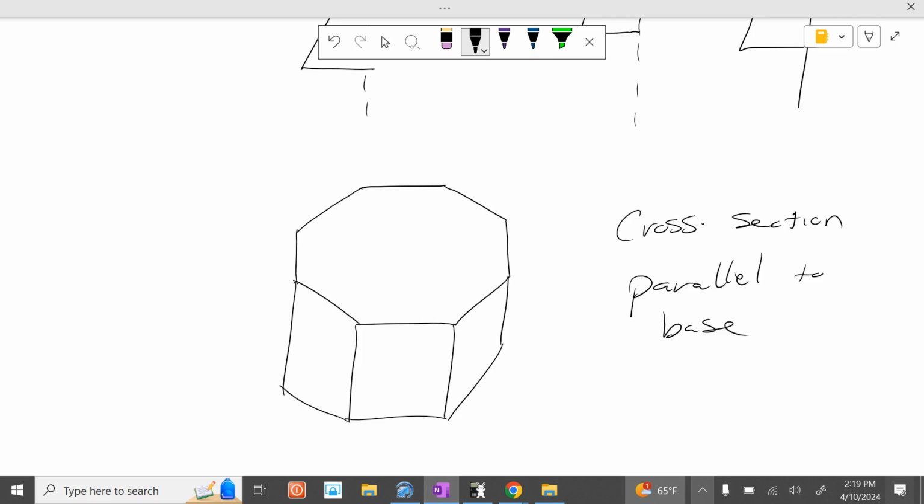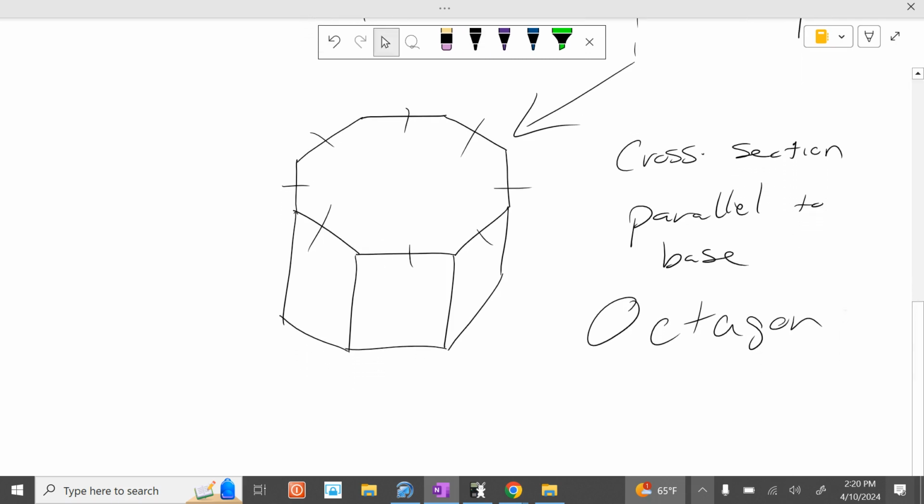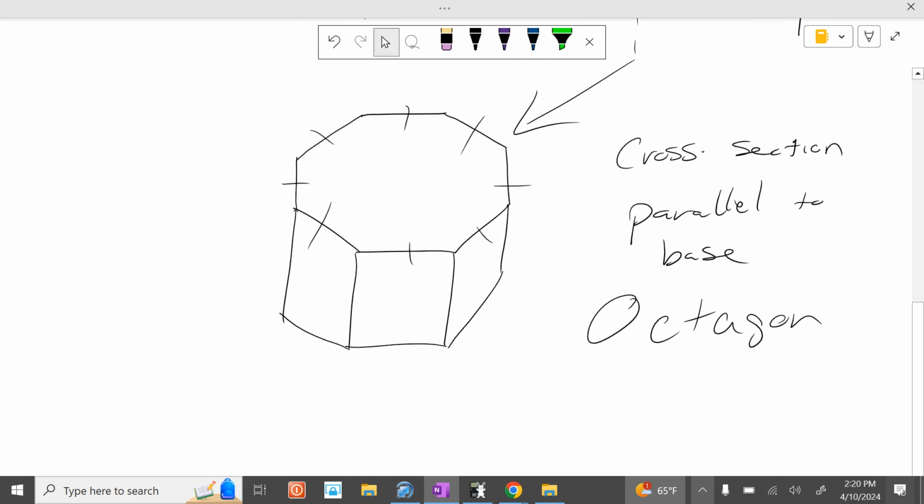What is the cross section of this shape parallel to the base gonna be? No, that's not a hexagon. How many sides does it have? 1, 2, 3, 4, 5, 6, 7, 8. Octagon. It's going to be an octagon. Okay? So when you cut something off parallel to the base, it's going to be the same shape as the base.